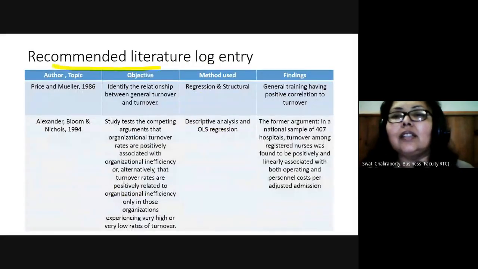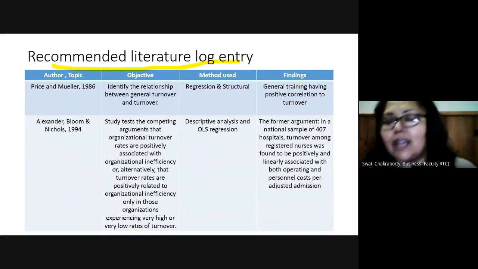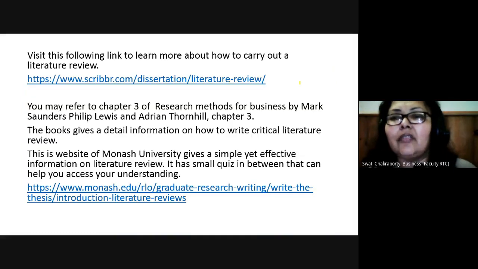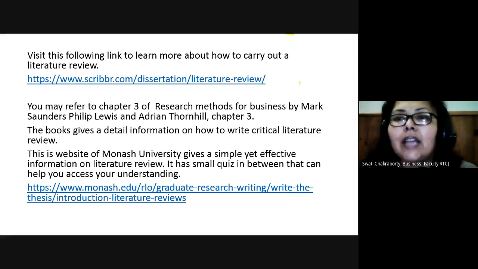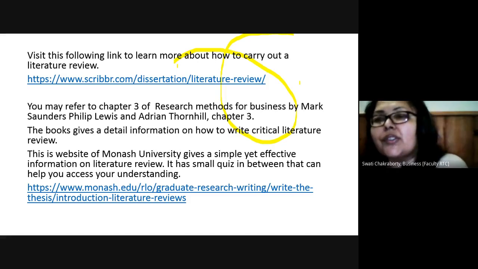So this is how a literature log entry is done, where you write the author and the topic, the objective, the method used, and the findings. These are the links that we have, which tell you more about how to carry out a literature review, what the process is, and how to carry it out.